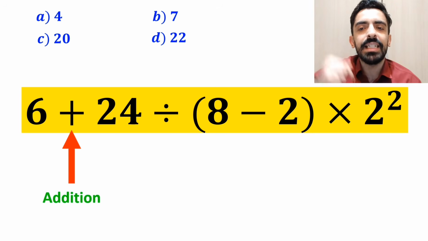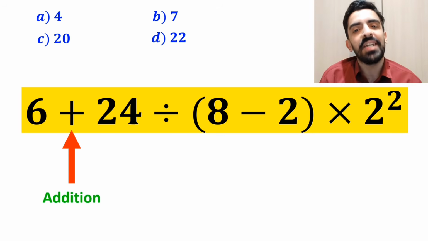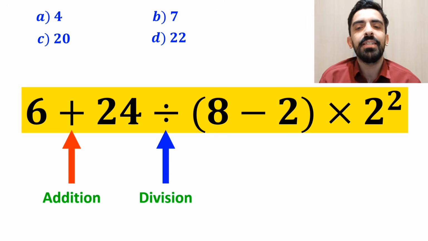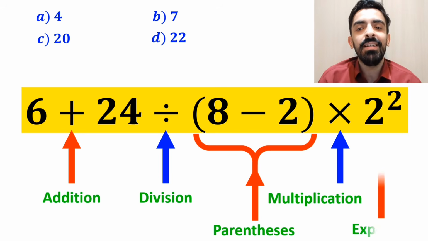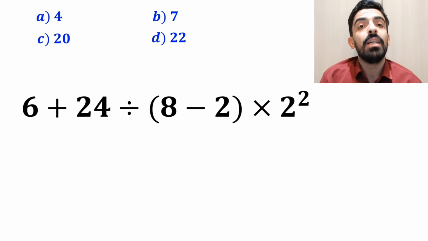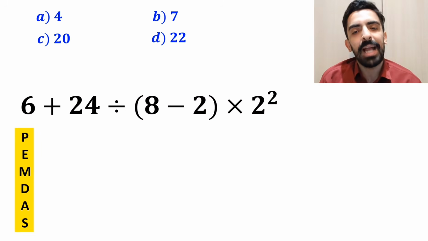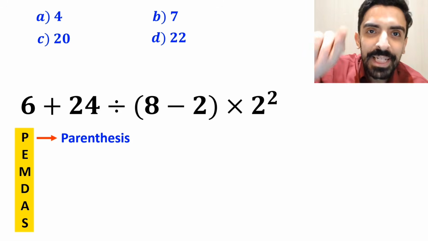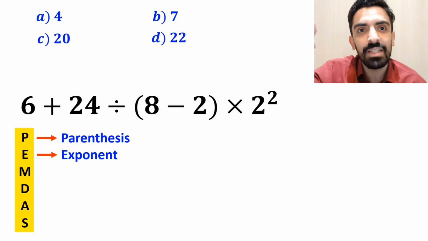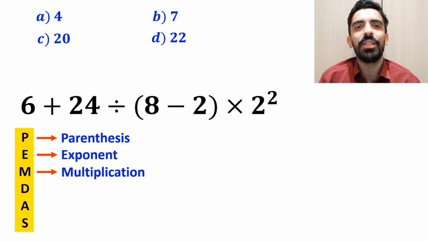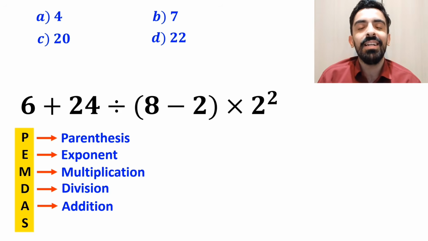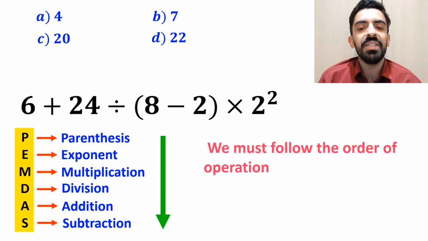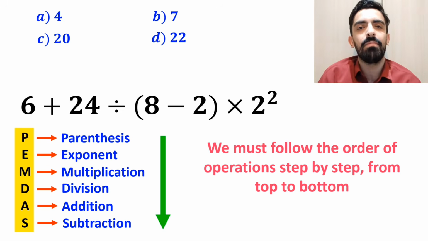As you can see on the screen, in this expression, first we have an addition sign, then a division sign, followed by parentheses, then a multiplication, and finally exponent. To solve this question, we must follow the PEMDAS rule. In this rule, P stands for parentheses, E stands for exponent, M stands for multiplication, D stands for division, A stands for addition, and S stands for subtraction. We must follow the order of operations step by step from top to bottom.